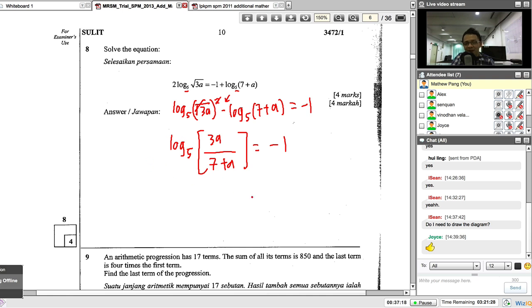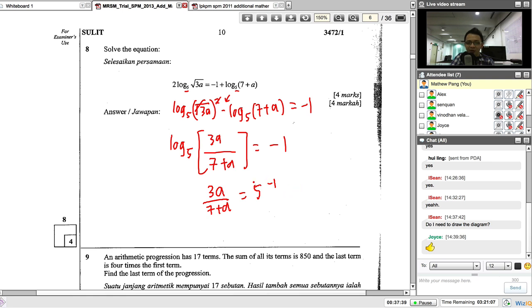So I moved my log 5 to the other side. 5a over, oh my god, my a just looks like 9. Just wait for a while. Let me erase it. Alright, so this one is 3a over 7 plus a equals 5 to the power of -1. I move my log 5 to this side. You should be able to understand this one.